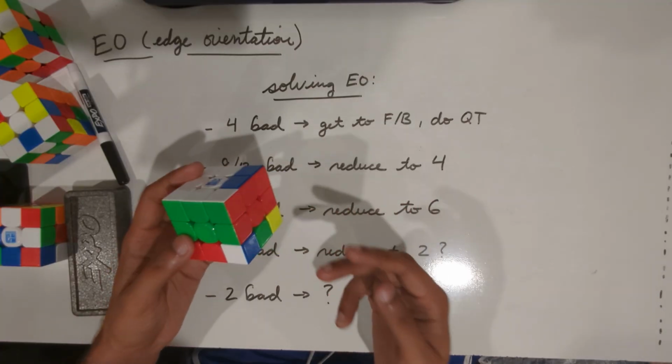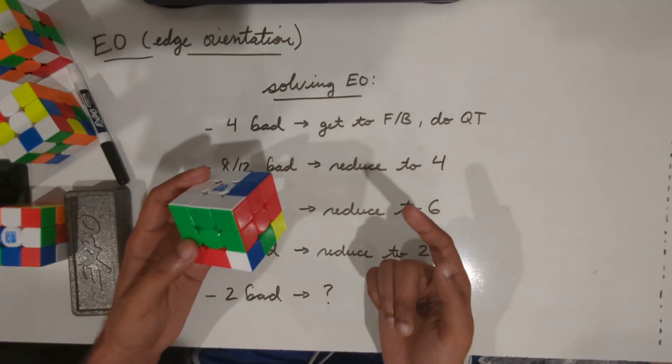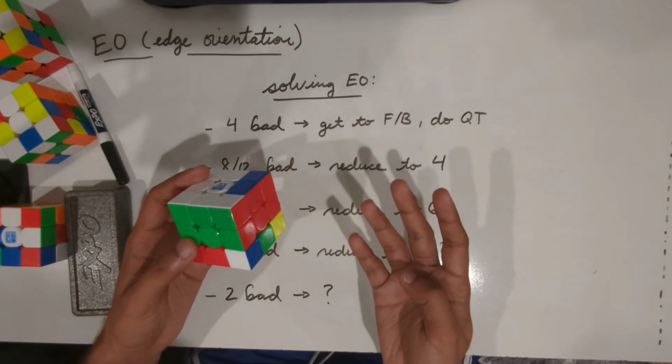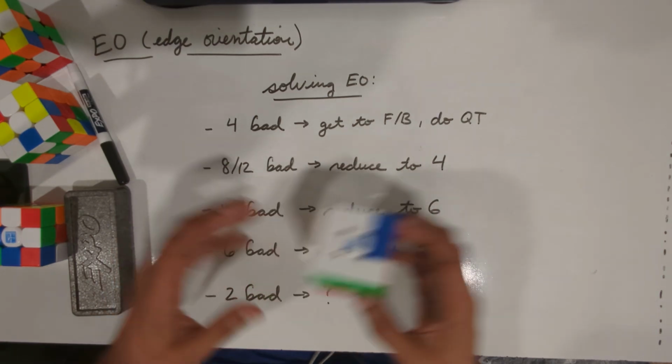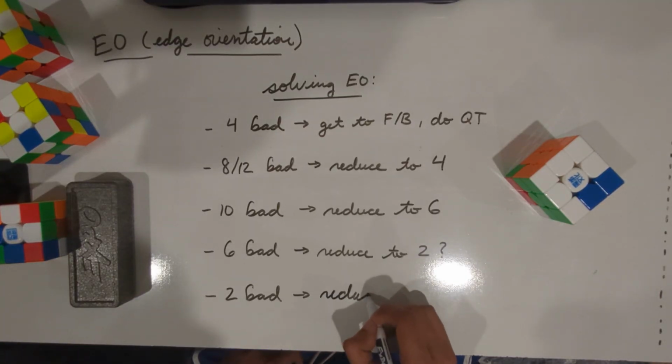In other words, in order to solve 2 bad, what we have to do is take one of them, solve that one, but then break EO on the other 3, and we just reduce it to a 4 bad case, which fills in our question mark here, which also ends up being reduced to 4.